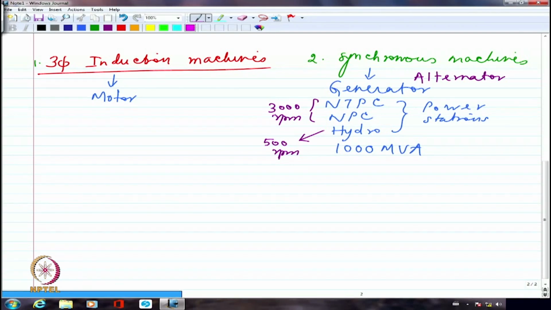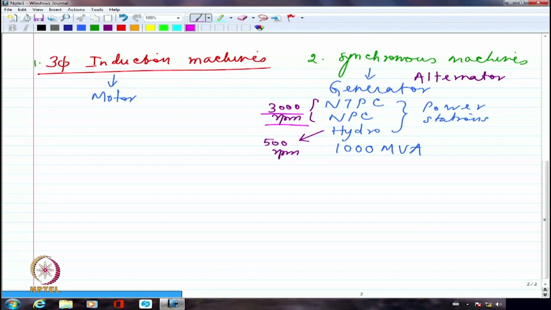It will run as a rule at 3000 RPM, because only if it runs at 3000 RPM it will create 50 Hertz. Otherwise it will not be able to create 50 Hertz. And what we want is 50 Hertz, because it is connected to the grid, and our grid frequency is 50 Hertz, so we don't want it to run at any other speed other than 3000 RPM.